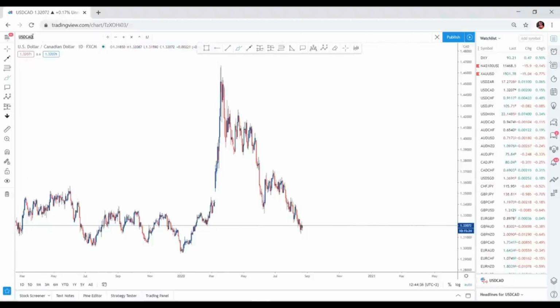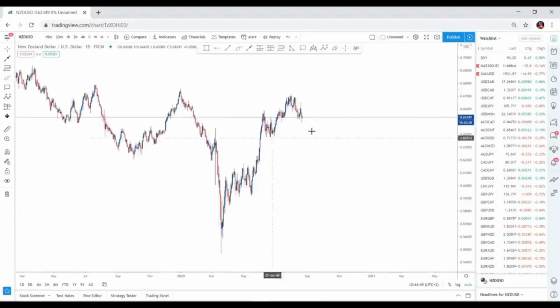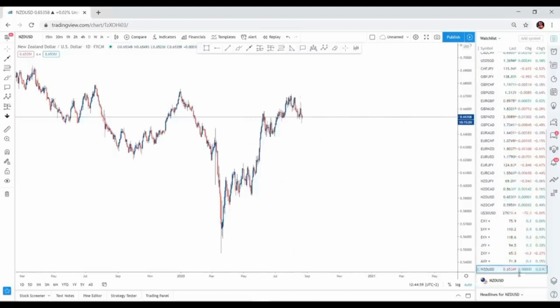You can just come here and just type NZDUSD, and then it just shows you the whole NZDUSD. You just click on any you want, it automatically shows. And then once it shows, you just right click. From right clicking, guys, you're gonna just say add to watch list. The minute you say add to watch list, it automatically pops down on your watch list that you'll be forecasting.